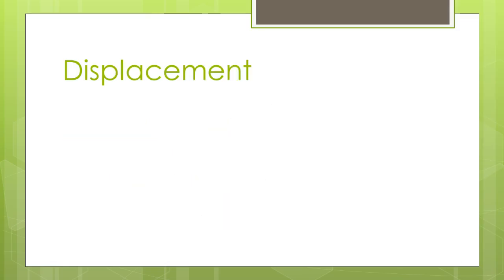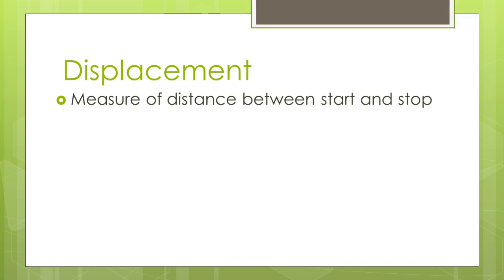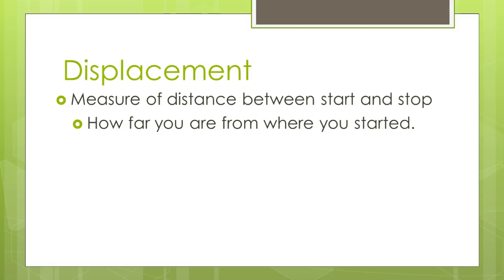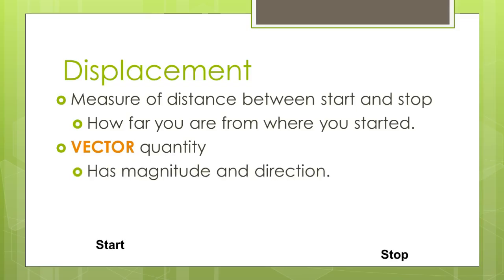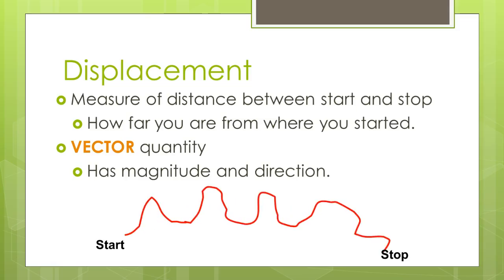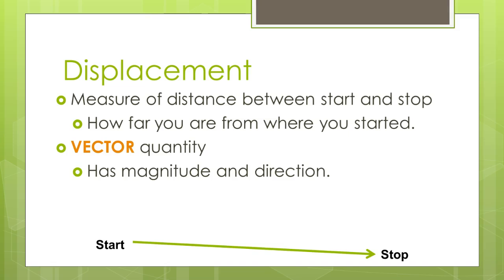A related cousin to distance is displacement. Displacement is the measure of distance between your start and stop. We're looking at how far you are from where you started. It's a vector quantity, so it's not just 3 blocks, it's 3 blocks forward, 3 blocks backwards, 3 blocks south. It has magnitude and direction. So we look at start and stop, whereas distance shows the entire path, every step, every turn, every twist. Displacement just shows us from start to stop. It's a straight line distance. This would be closer to a GPS or a flight map for an airplane.